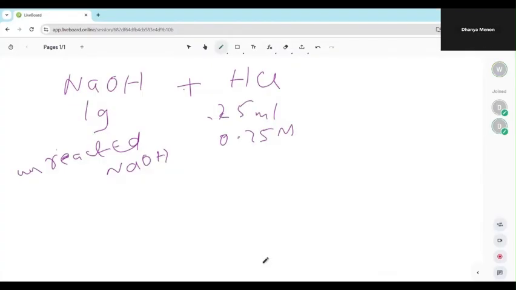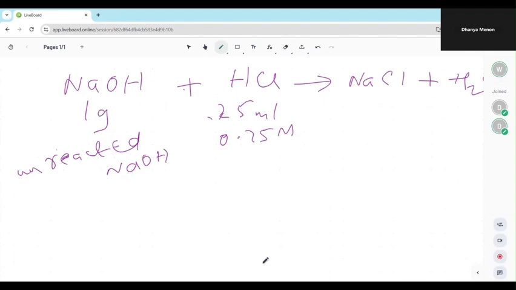I've just written down the contents of the question. 1 gram of NaOH is treated with HCl. So this is an acid and base reaction. It is a neutralization reaction to give you salt and water. Okay, it's already balanced. Now here, unreacted NaOH means HCl would have been used up. But let's check using the limiting reagent. The limiting reagent is used up completely, so that's why maybe the NaOH is left unreacted. But we have to check.